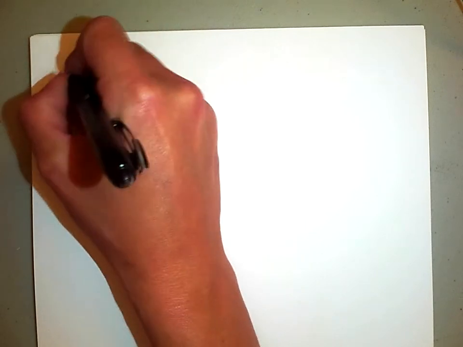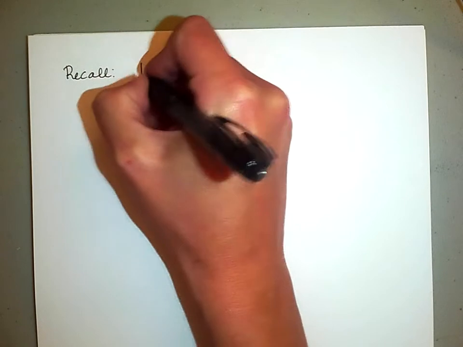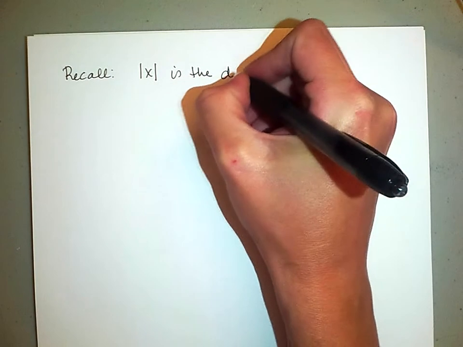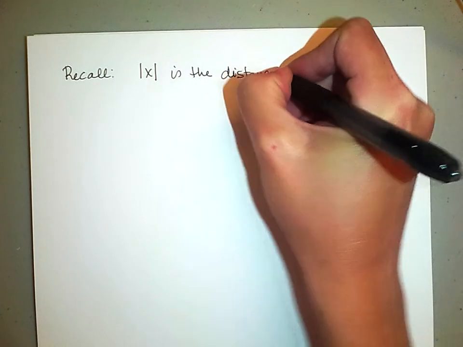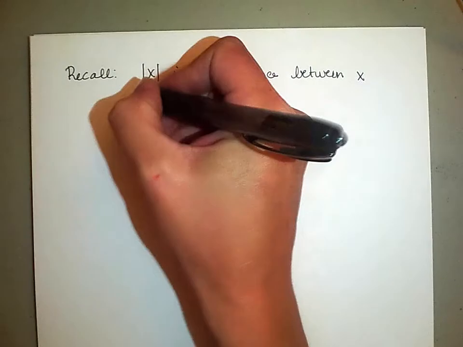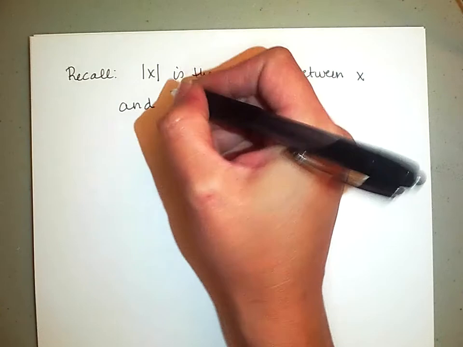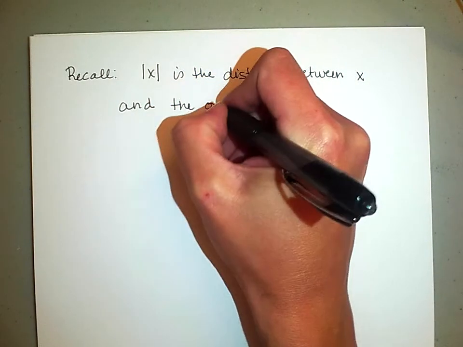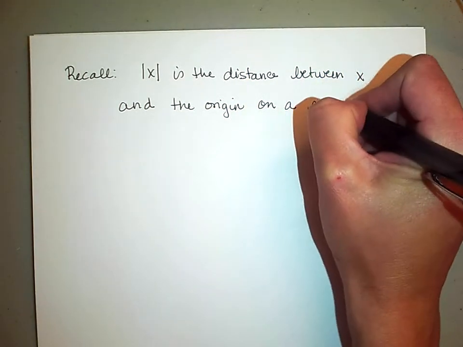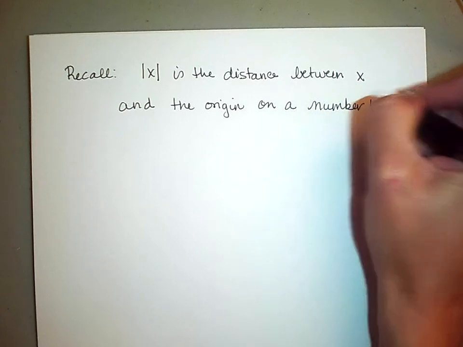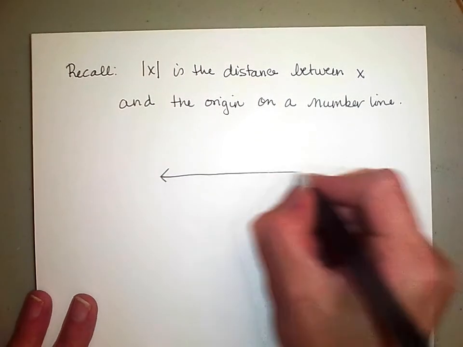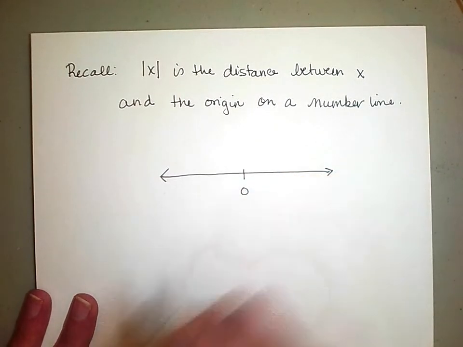Okay, so let's recall that the absolute value of x is the distance between x and the origin on a number line. If we only have one number line, then the origin is 0. So here's a number line, here's 0.